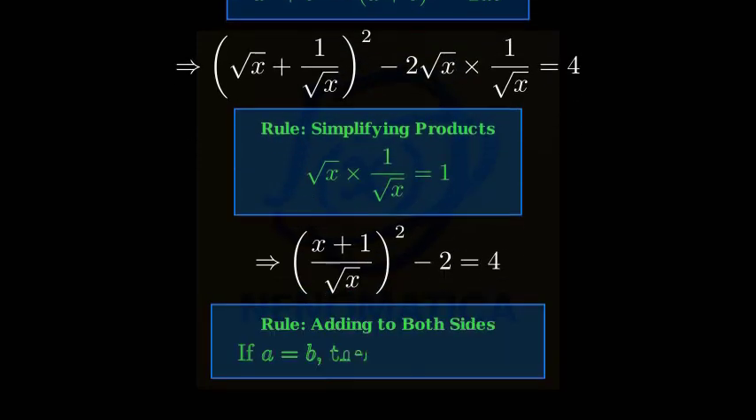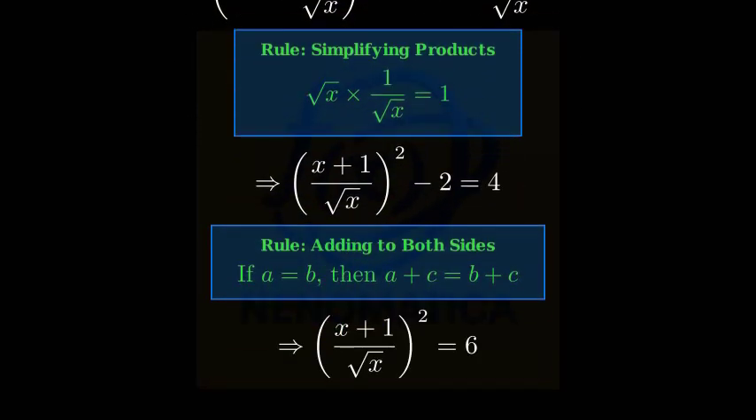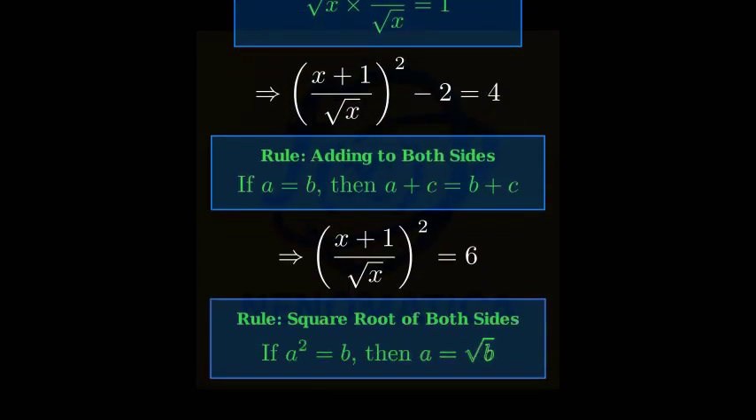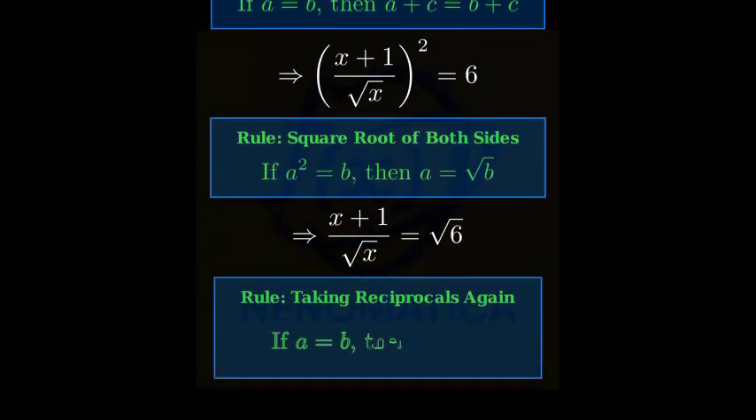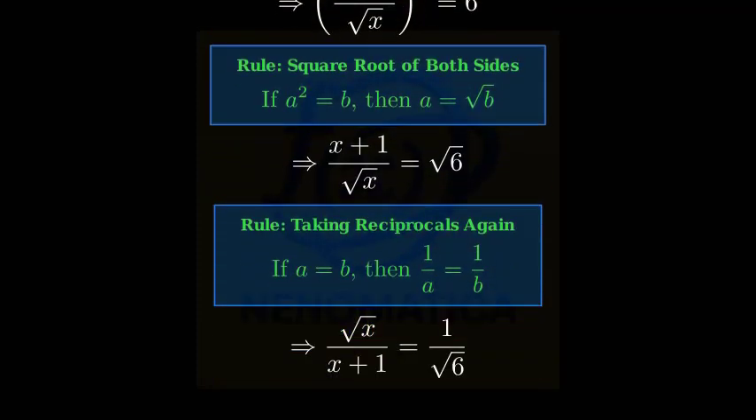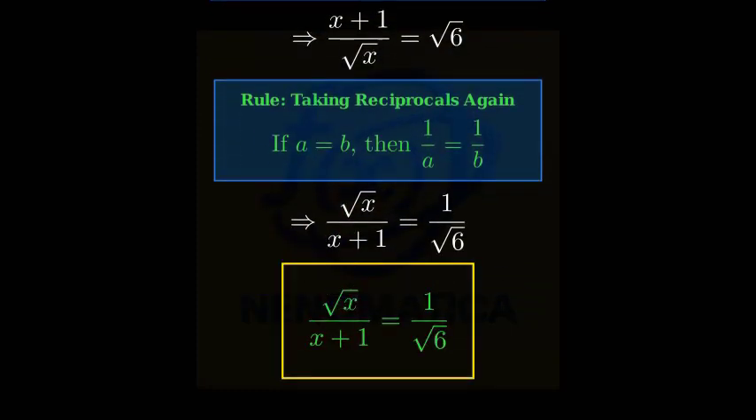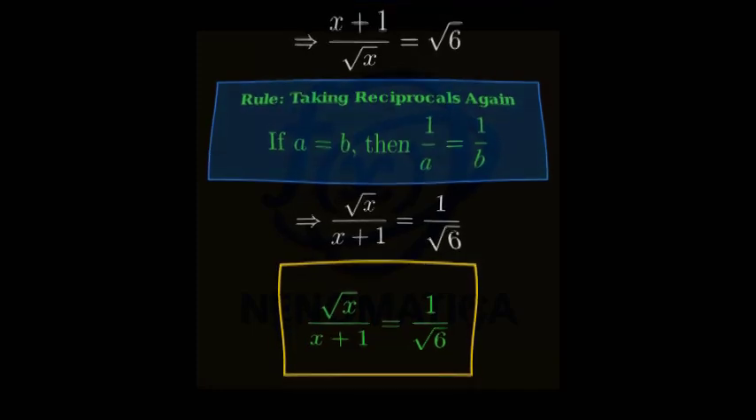Let's add 2 to both sides of the equation. This gives us square root of x plus 1 over square root of x, squared, equals 6. Now we'll take the square root of both sides. This gives us square root of x plus 1 over square root of x equals the square root of 6. We're getting closer to our target expression. Finally, we'll take the reciprocal of both sides again to get the form we're looking for. This gives us square root of x over x plus 1 equals 1 over square root of 6. And that's our answer. The value of square root of x over x plus 1 is 1 over square root of 6.